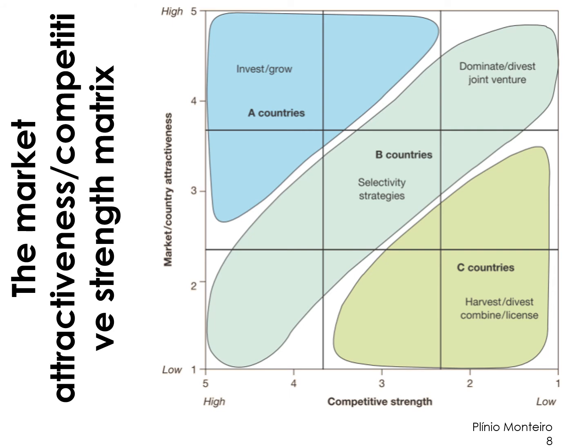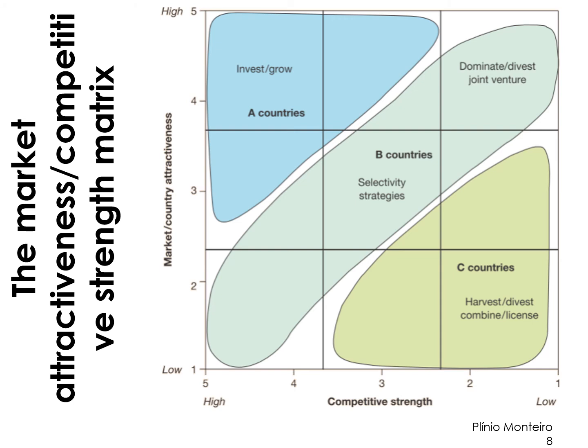When you do that, then you can plot in a graph the results of this matrix. So C countries are basically countries where you have a lot of competitive strength, but the country is not so attractive. In these countries, usually the strategy is to harvest, or you're going to diversify your investments, or you can give your business away to other companies to operate, and then you receive a fee for that.